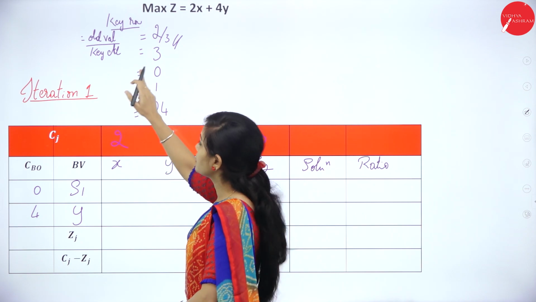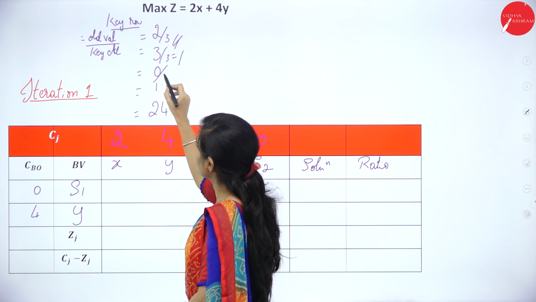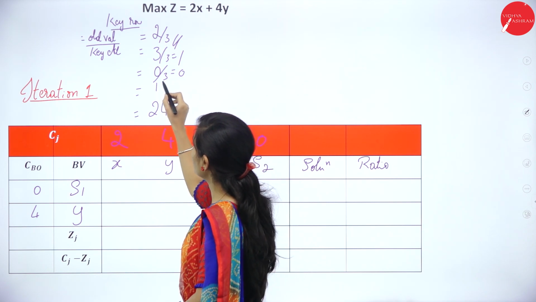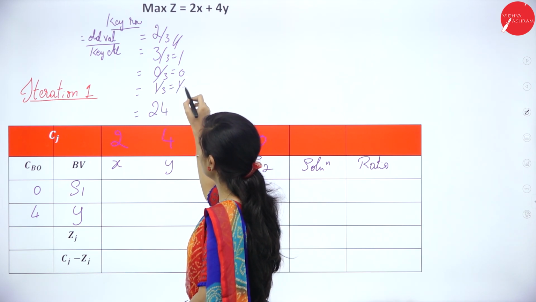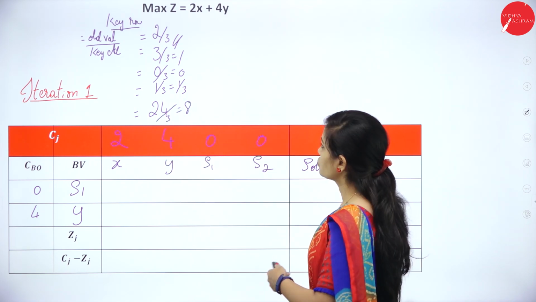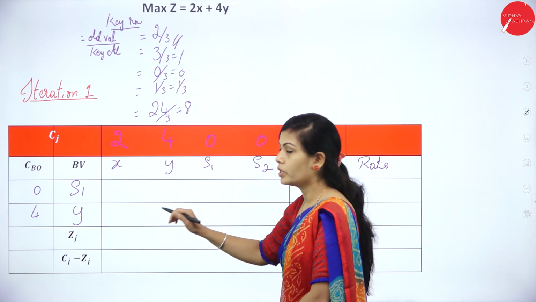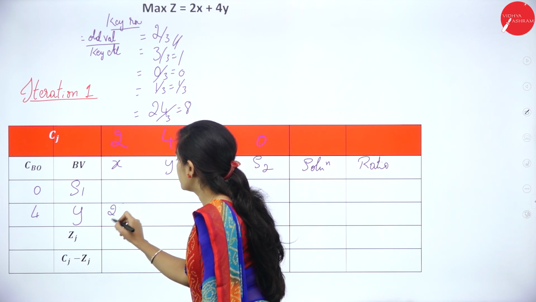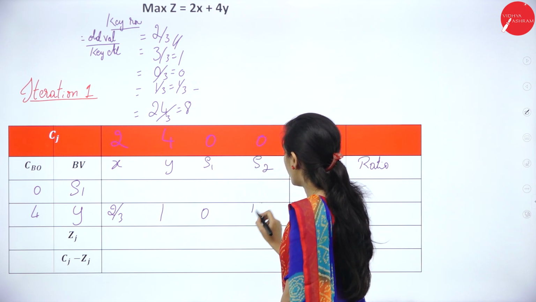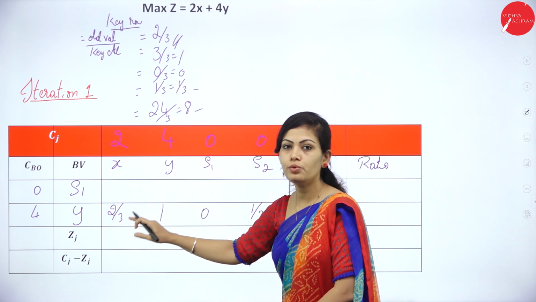And old value is 3, key element is 3, 3 divided by 3 is 1. And old value is 0, key element is 3, so 0 by 3 is 0. And old value is 1, key element is 3, it is 1 by 3. Old value is 24, key element is 3, it is 8. So, now write all the new values in place of the old key row. First value is 2 by 3, second value 1, third value 0, fourth value 1 by 3 and next value is 8. So, this is your new value.